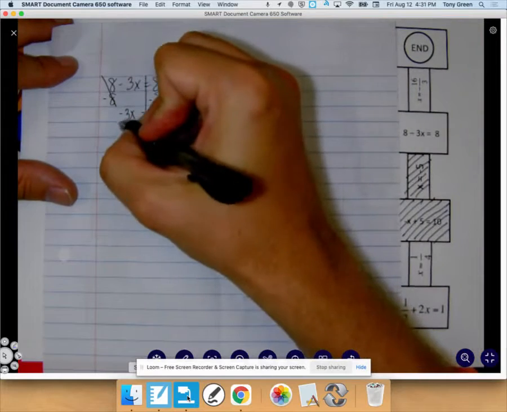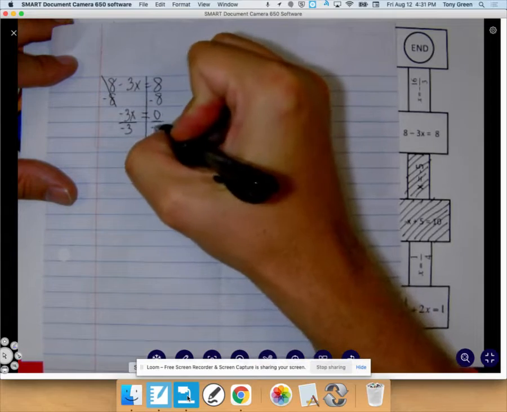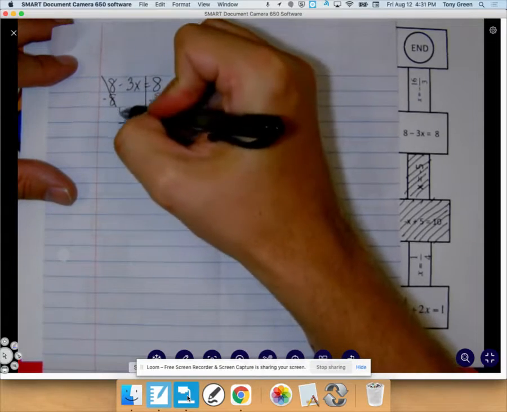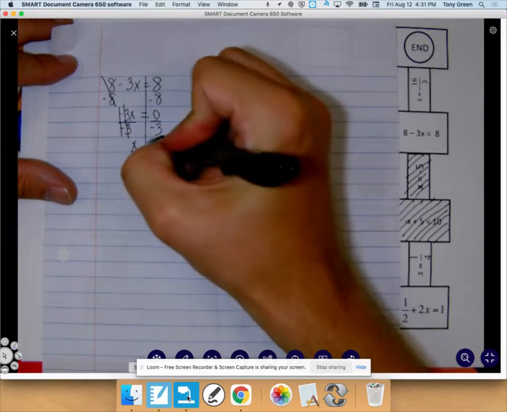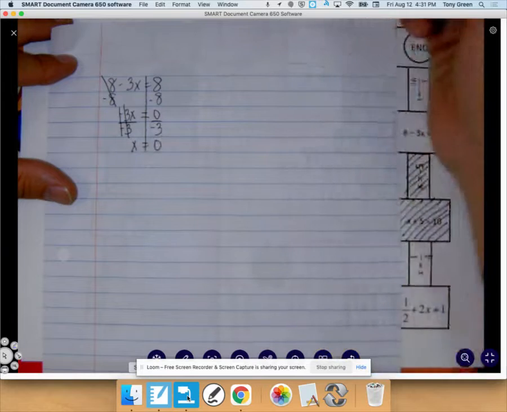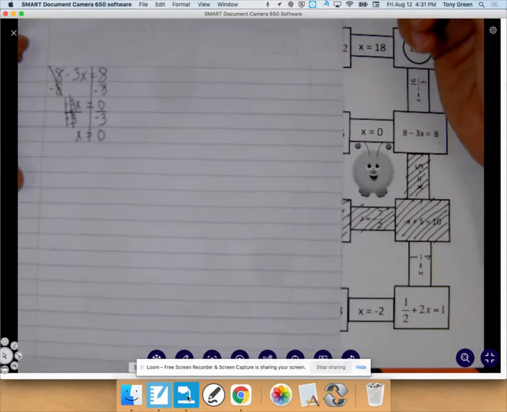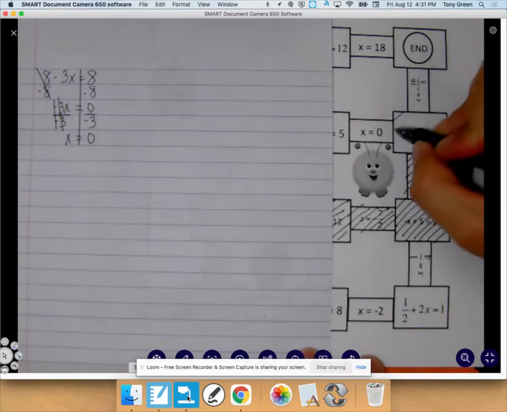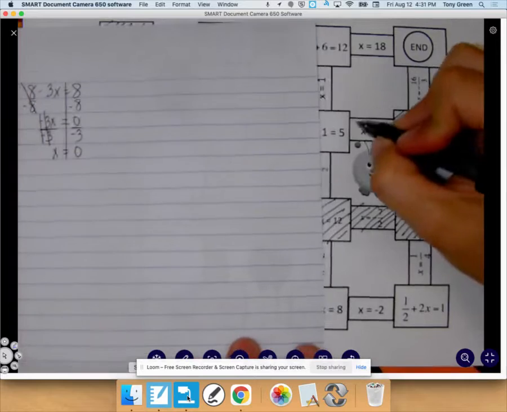Or if you want to do the opposite operation, you could say, all right, I'm dividing by -3. I'm dividing by -3. That'll cancel out the negative. That'll cancel out the 3. So I still got an x. 0 divided by anything is 0. All right, so we got 0. Oh, we did. I was kind of hoping we'd be done. I know you were too. So x is 0.